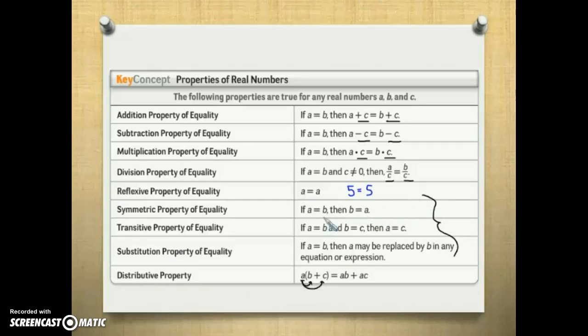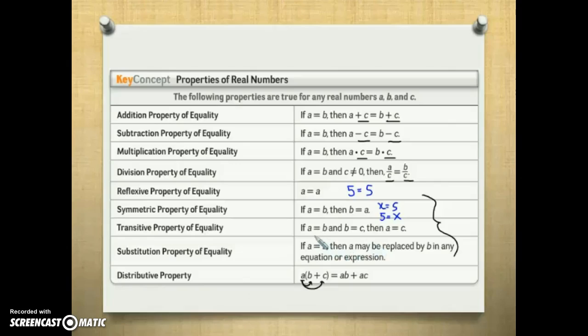The symmetric property says that if A equals B, then B equals A. So for example, if I wrote x equals 5, I can also write it as 5 equals x. Doesn't matter which way I write it, it's still equal.